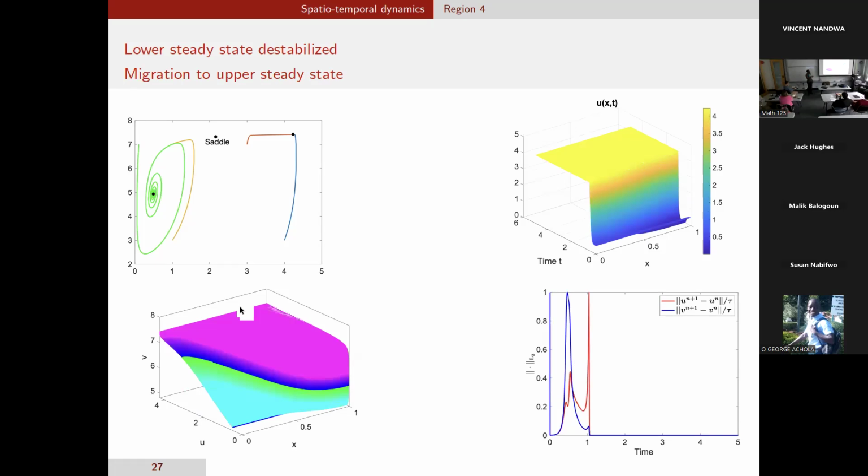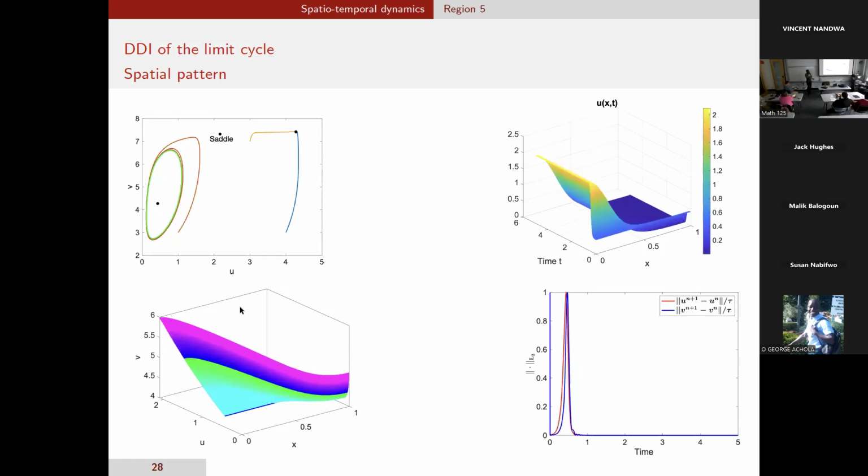And so this is just the same one. Now we have the same behavior for region 5, but in region 5 we have conditions between a limit cycle and a steady state. When I do all these simulations, I make sure that I start them within the limit cycle. And so in the process of diffusion, you are kind of crossing the limit cycle and then you go back to the other steady state.